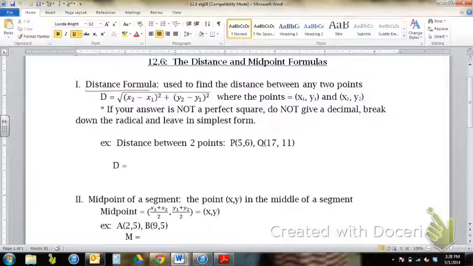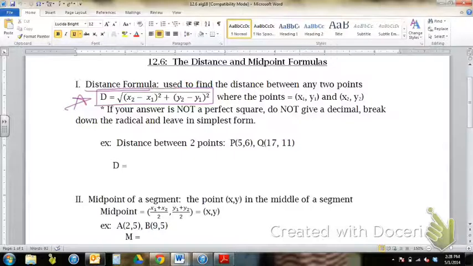The distance formula is used to find the distance between any two points. So if they ask you how far apart are the points, what's the length of something, and they give you points, you're going to use the distance formula. And here it is. Distance equals a really long square root. Parentheses, x2 minus x1 squared plus parentheses y2 minus y1 squared.